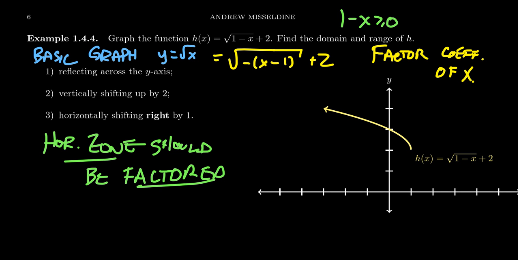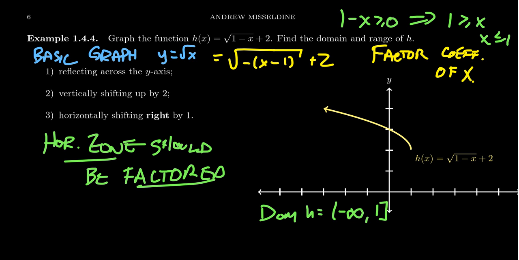We then solve and get 1 should be greater or equal to x, or x is less or equal to 1. So notice you can very quickly identify that the domain of our function h here is going to be all numbers less than 1. And you can see that right here, right? You have 1, and then you get everything to the left, but you don't get anything to the right. That's the correct domain.